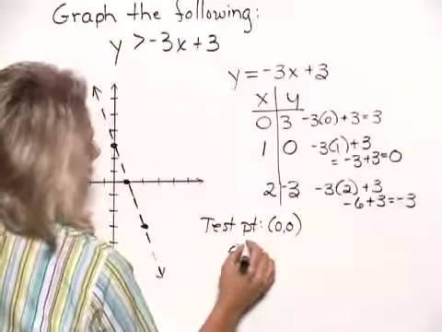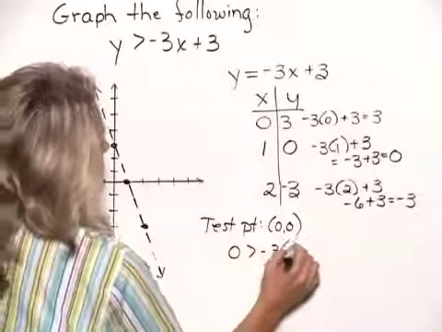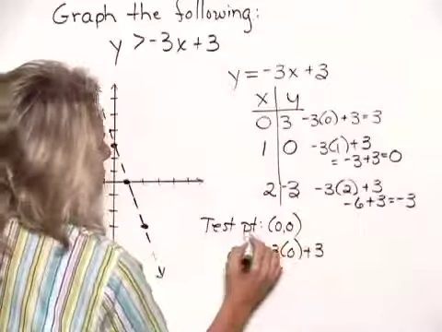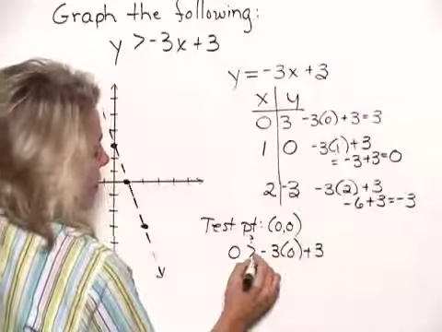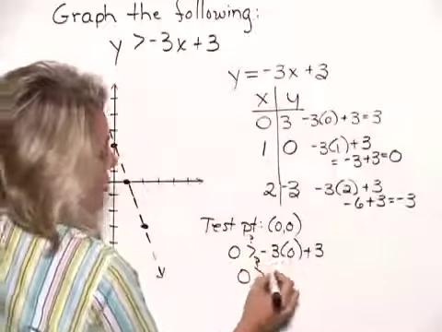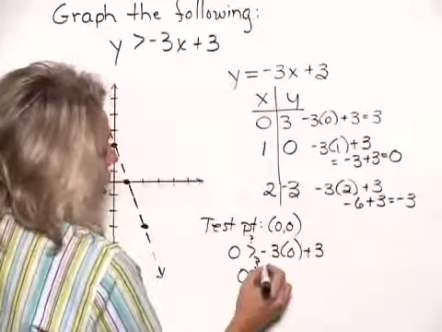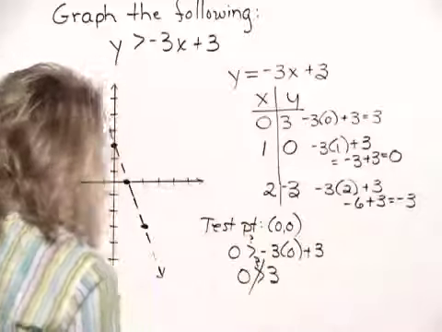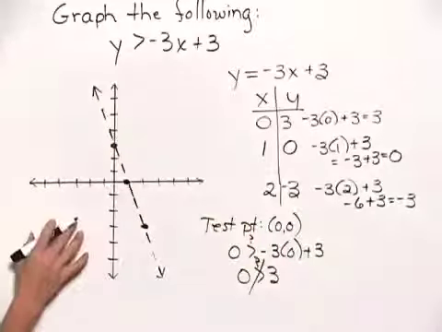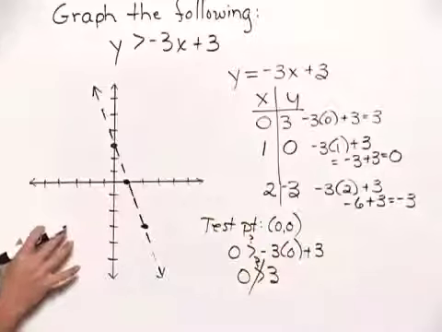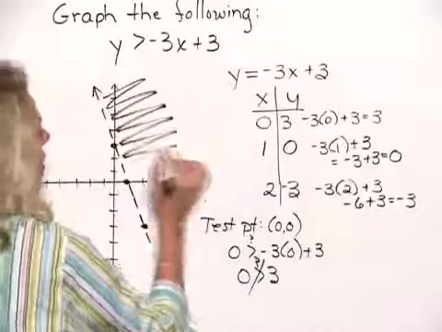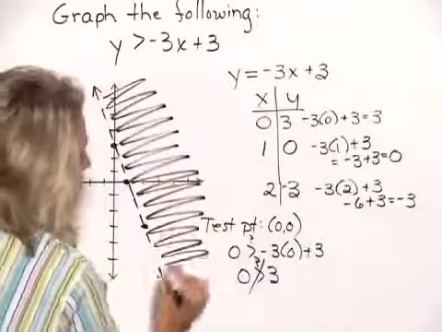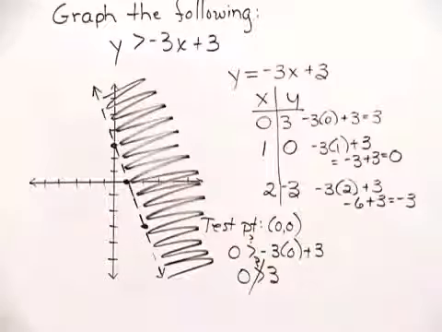And so we have 0 is greater than negative 3 times 0 plus 3, and that's a question mark. We don't know. So what we have here is 0 greater than 0 plus 3. And no, it's not. So this is not a true statement. So since the test point does not fall within the region that is the solution set to our inequality, we will shade the opposite side from where the test point lies. So this is the graph of the inequality y is greater than negative 3x plus 3.